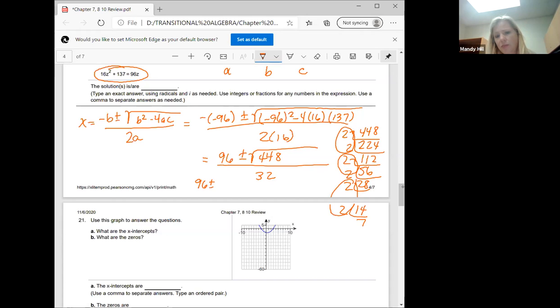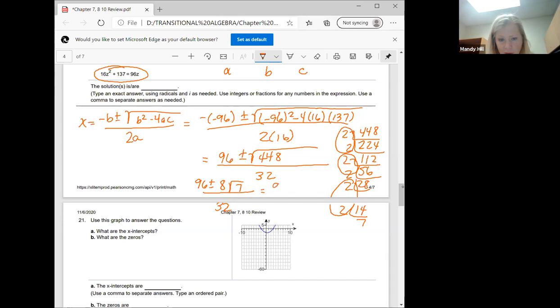And that would be 2 times 2 times 2, which is 8. And we would have a 7 left under here. And all of that would be divided by 32. Now, 96 divided by 32 actually comes out even.